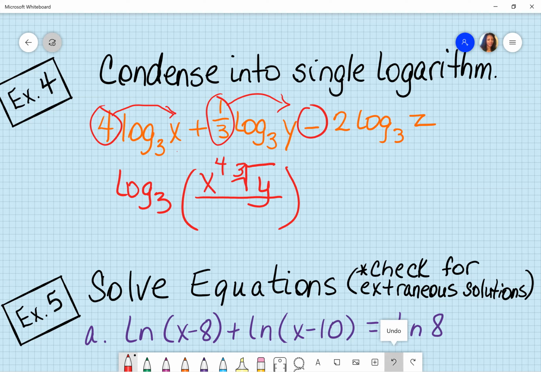Subtraction tells me I am now going to the denominator. This is still my exponent, but my exponent for z. So z squared. That is my answer when it's in condensed form.